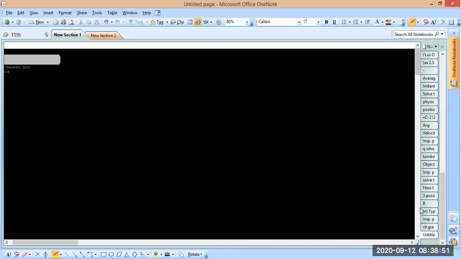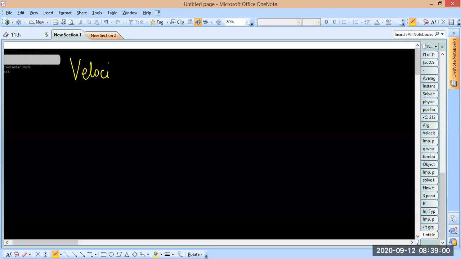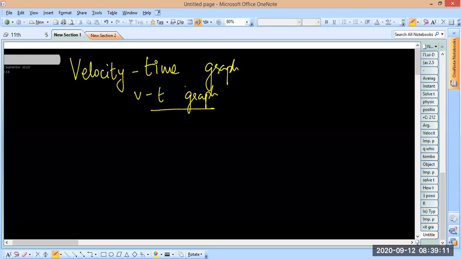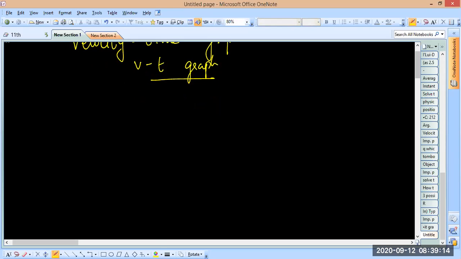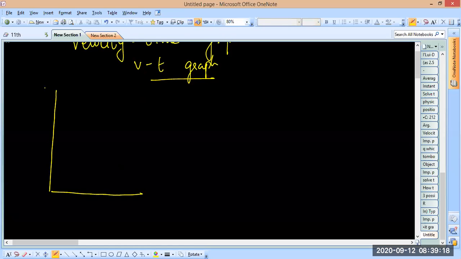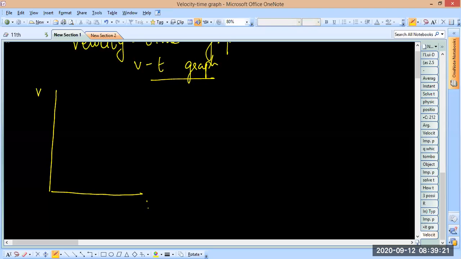Graphs will take a long time. Okay. Now we go to the next type of graph, velocity time graph. That is VT graph. All right, VT graph. So how is it different? On y-axis now, you're going to have velocity v, and on x-axis time.